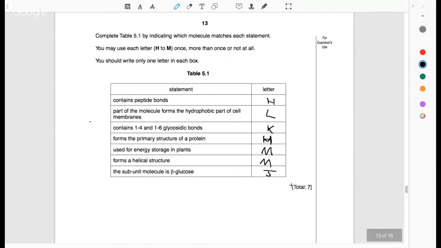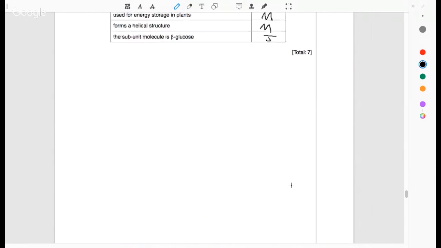Good. All correct. The only ones where you had options are the one where it says used for energy storage in plants. So you can talk about the protein or the starch. And forms a helical structure, you could have also said the protein, because proteins can form helical structures. So that makes sense, secondary structures could be alpha. But good, it's fine. You pick up all those marks.